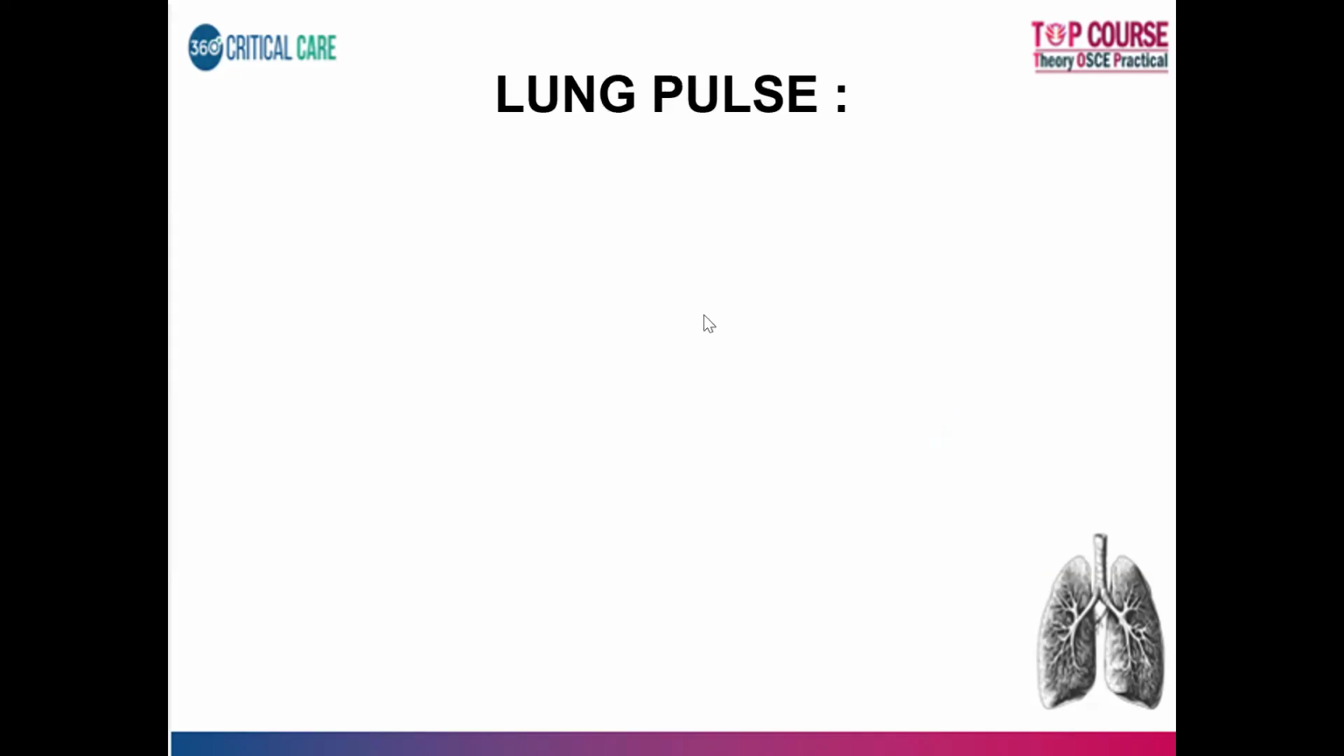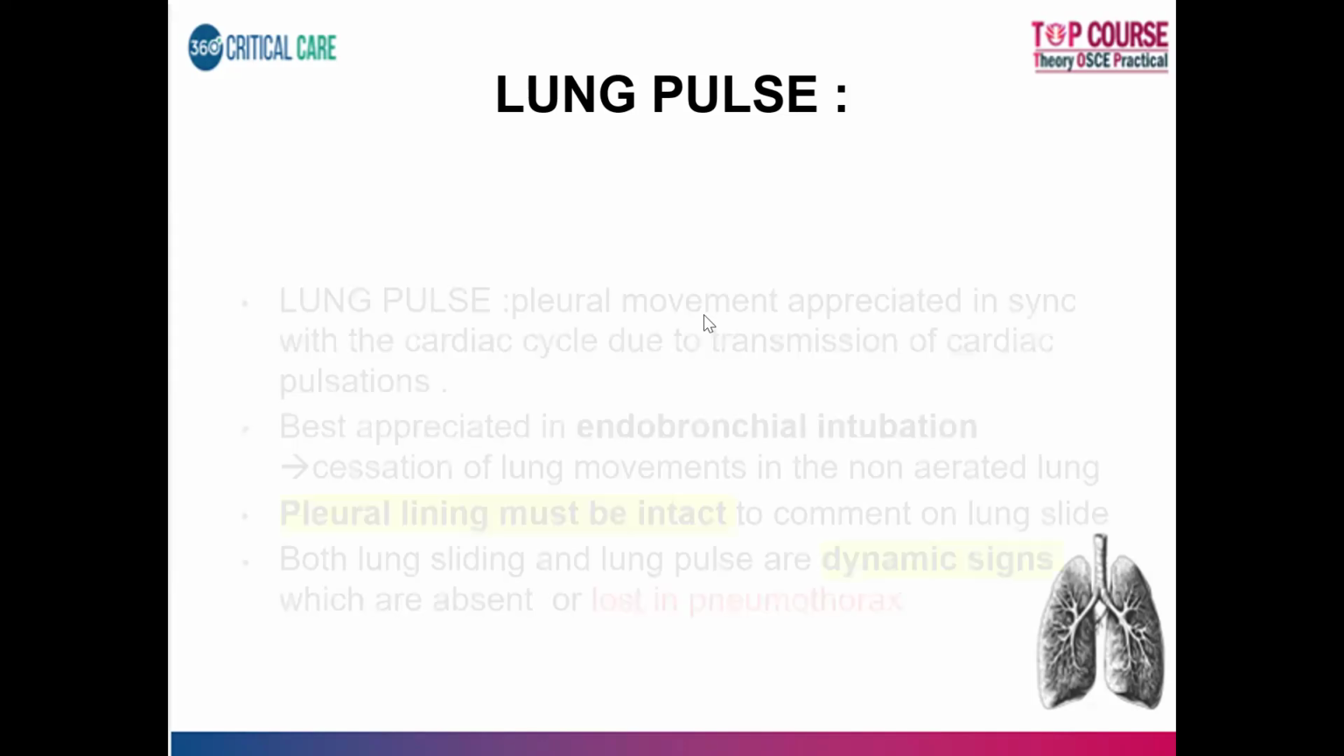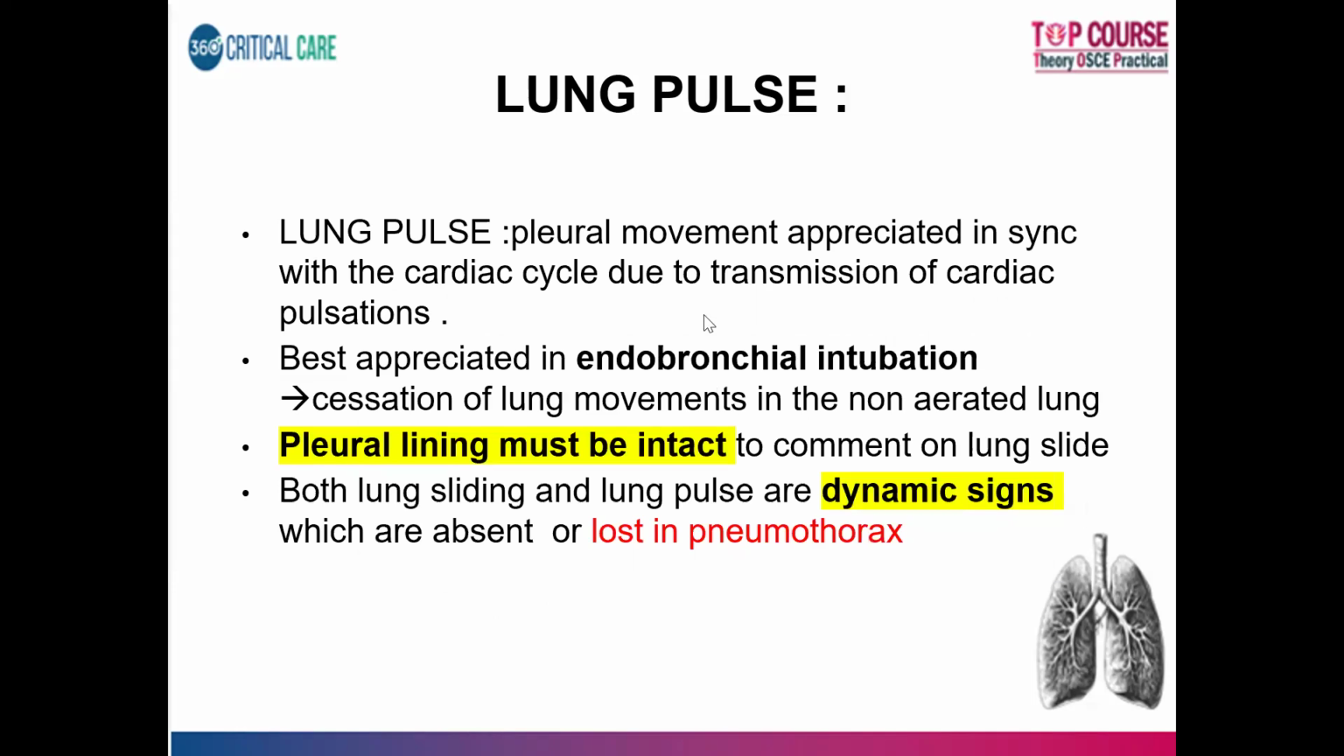Okay, so can anyone answer what is a lung pulse and where is it seen? We discussed a few points which are usually defined in lung ultrasound, like A lines and B lines, and I also spoke about Z lines, and I asked you what is E line. So what is a lung pulse? Someone told about lung sliding. Okay, so are lung sliding and lung pulse the same or different? Lung pulse is the pleural movement appreciated in sync with the cardiac cycle due to transmission of cardiac pulsations. It can be best appreciated when the lung movements are obliterated, especially when you have an endobronchial intubation.